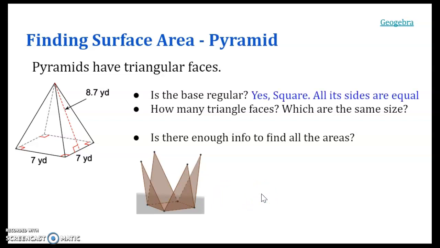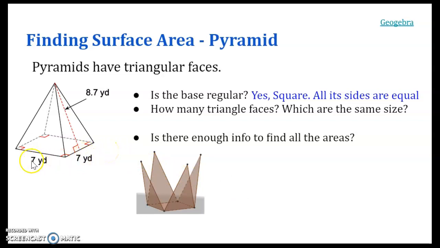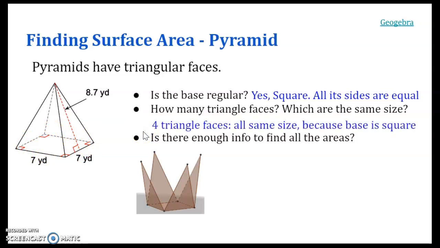Okay, and in answer to this question, the base is a square, so all its sides are equal. How do we know? Well, we are told that this is 7 yards and this is 7 yards and this is a right angle. How many triangle faces? Because the base has 4 sides, we have 4 triangle faces, all the same size because the base is a square. Is there enough information to find all the areas? Well, we know how to find the base. Do we have enough information for the triangle?